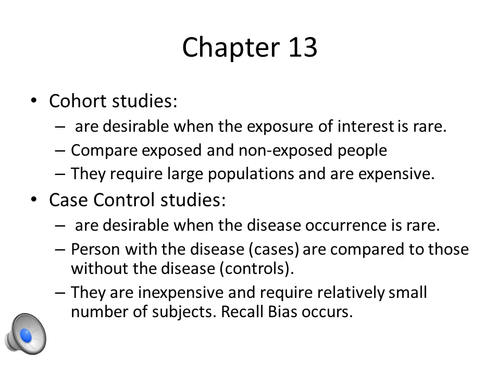Chapter 13 is a review of cohort and case control studies. Much of the information from this chapter has been incorporated in the previous slides, but just a couple things to highlight. Cohort studies are desirable when the exposure of interest is rare. They compare exposed and non-exposed people, but they require large populations and are expensive. Case control studies are desirable when the disease occurrence is rare. People with the disease are compared to those without the disease, and they are inexpensive and require a relatively small number of subjects. Recall bias does occur with case control studies.